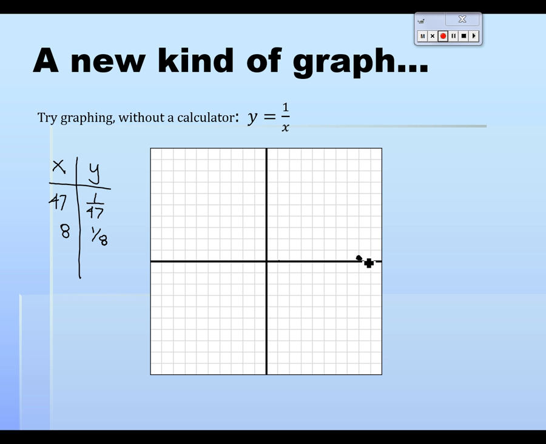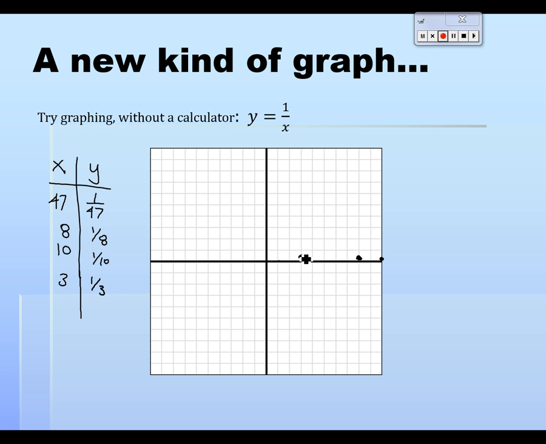What's your favorite number, Mitzi? 10. That's a good one. What do you get? 1/10? So that's down here somewhere, even lower than the other one, right? Jesse, what's your favorite number? 3. What do you get? 1/3? A little bit higher than our other numbers, so right about there maybe. 3 comma 1/3.